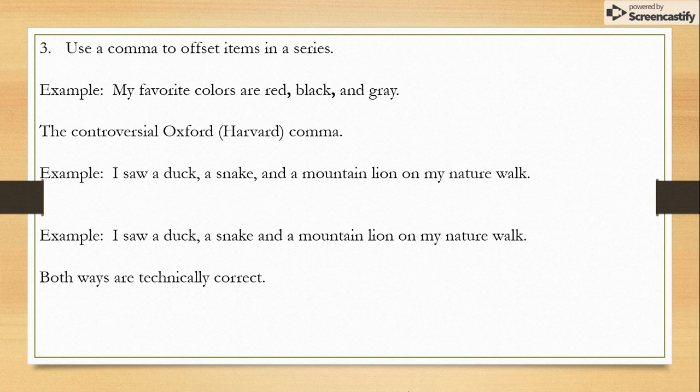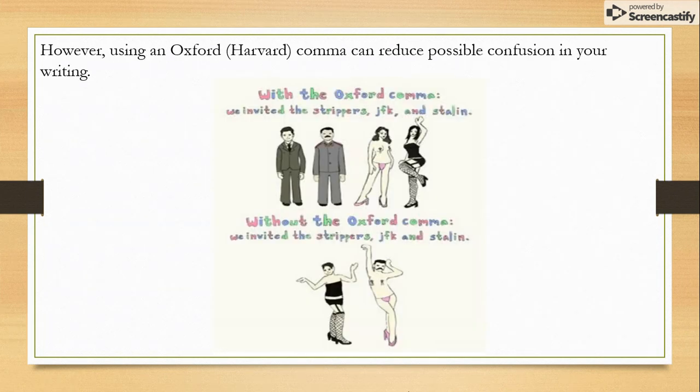And that's kind of what you see here in these next two example sentences. In one, I have the comma after the word snake. In the other one, I don't. Both of these ways are technically correct, but you do want to take a minute before you decide to leave this comma out or to put this comma in. The Oxford or the Harvard, whatever way you want to call it, does help reduce possible confusion in your writing.